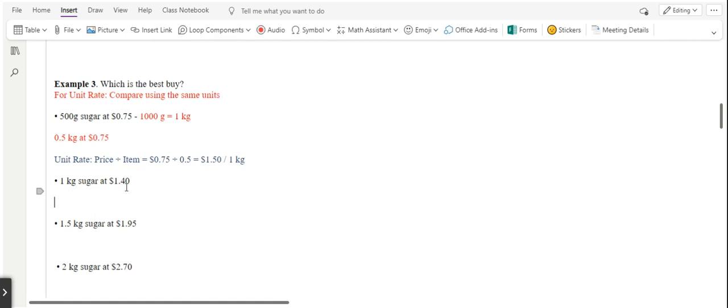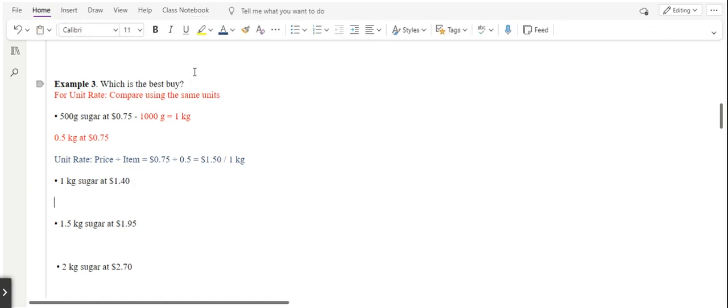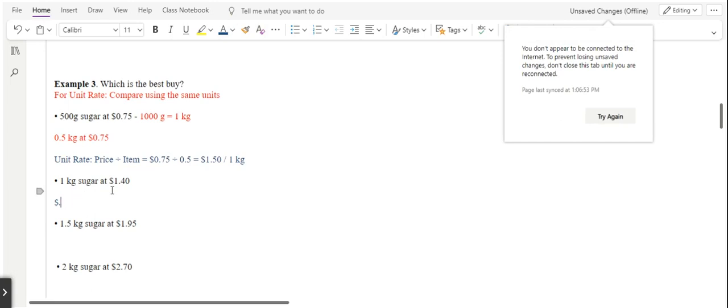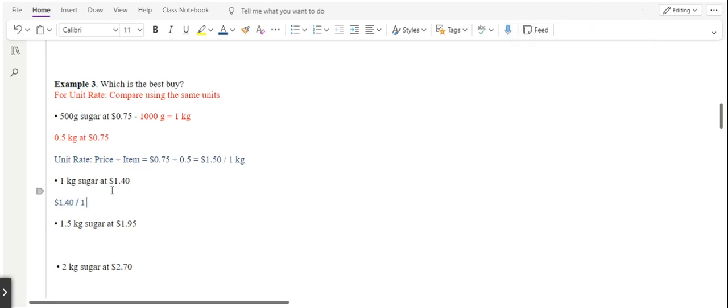Now, for 1 kilogram of sugar at $1.40, this is actually the unit rate already. So this is going to be $1.40 for 1 kilogram.